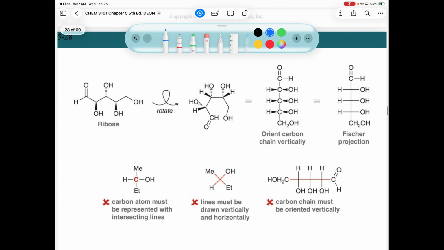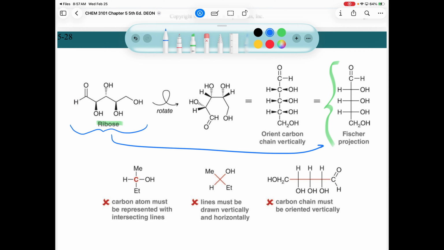All right. Now, something that you're asked to do every once in a while in this class is take a bond line structure like this one for ribose, and then you're asked to draw the Fischer projection of it, okay? And so now what we're going to cover is how do you draw a Fischer projection from a bond line structure? So how did he get from here to here? How did he do that?